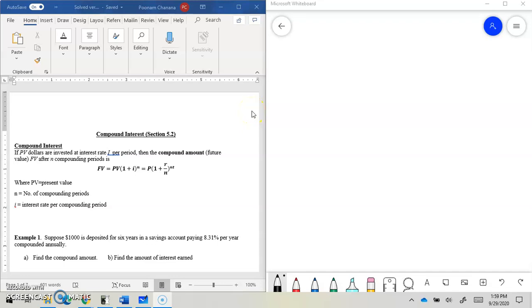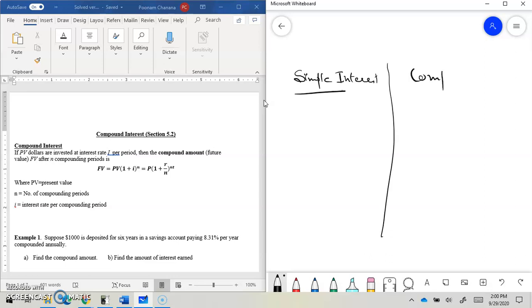So let's start our section 5.2. It's about compound interest. So on your annual investment, if you are just getting simple interest as we did in section 5.1, that only applies on your original investment, okay? But the compound interest, on the other hand, also applies on the interest you earn.